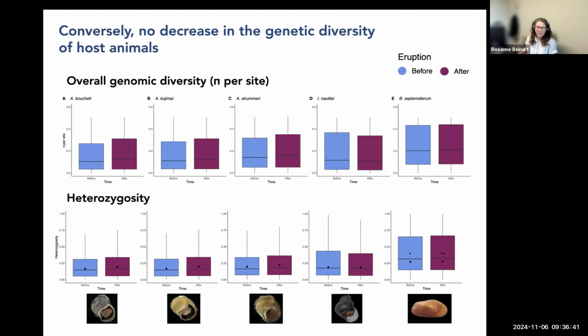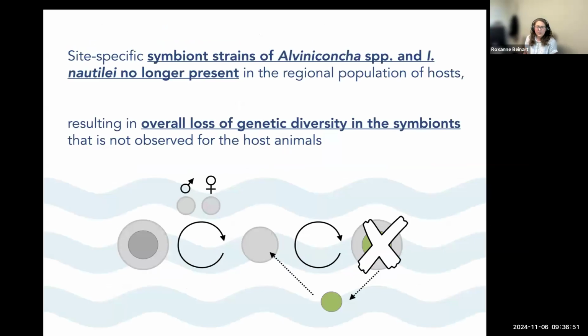We're losing some strains from the populations that are no longer found after the eruption, at least associated with the host animals. To summarize, what I've just shown you is that these site-specific strains of Alvinaconca and Ephemeria are now no longer present in the regional populations of hosts, resulting in an overall loss of genetic diversity in the symbionts that we don't see the same pattern of in the host animal. So again, we're losing these site-specific strains, at least when we look in the host animals.